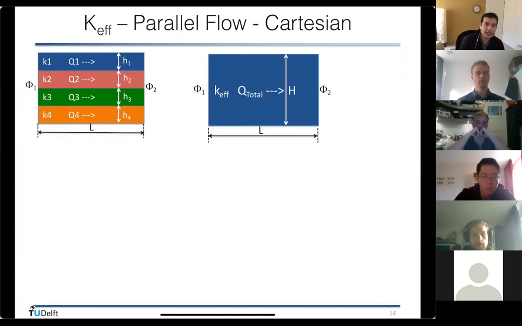I see that in each layer, I will get some flux, some Q, Q1, Q2, Q3, Q4, depending on their permeability, naturally, right? If permeability is high, I get higher flow rate. If permeability is low, I get lower flow rates.